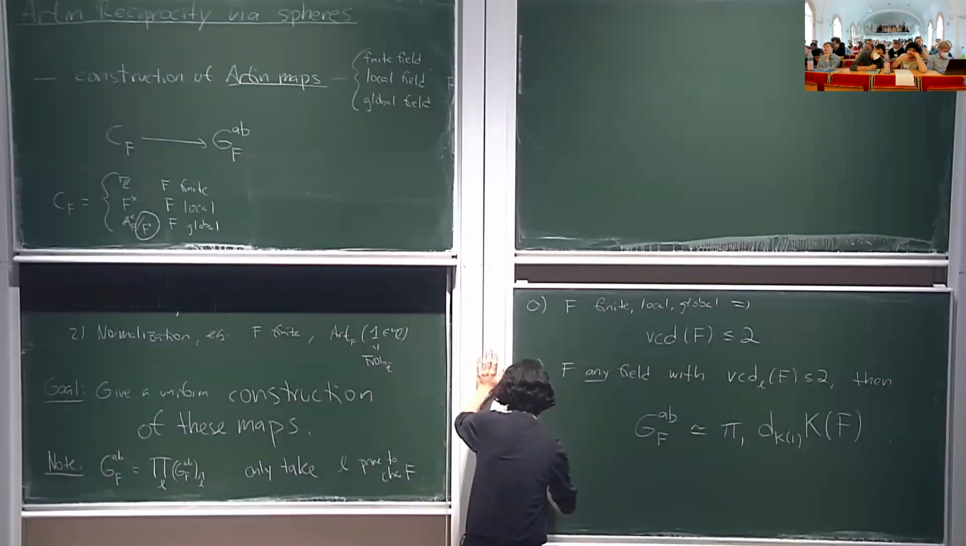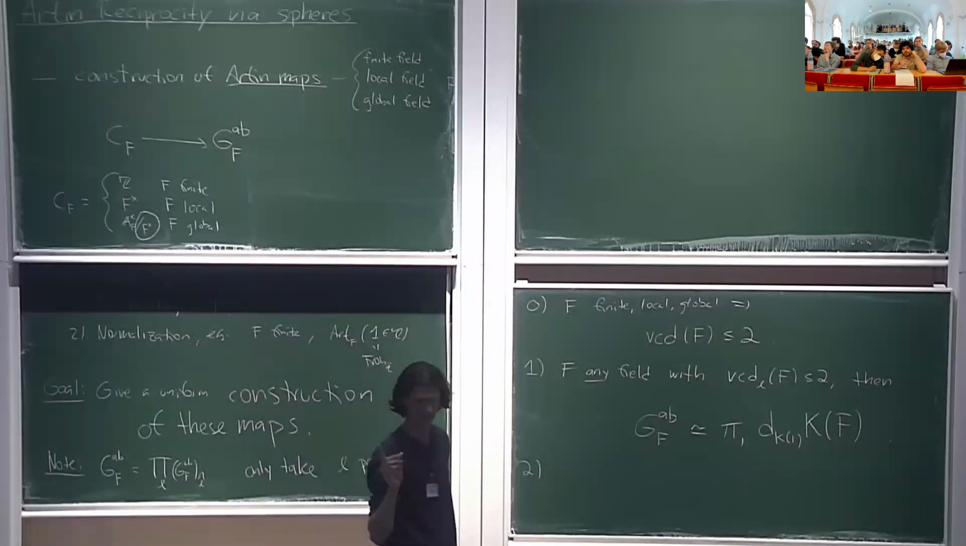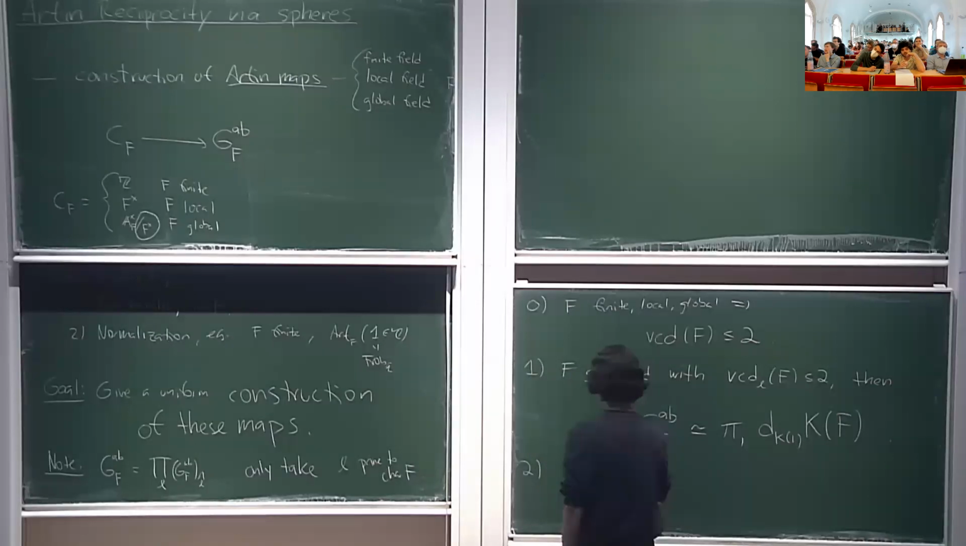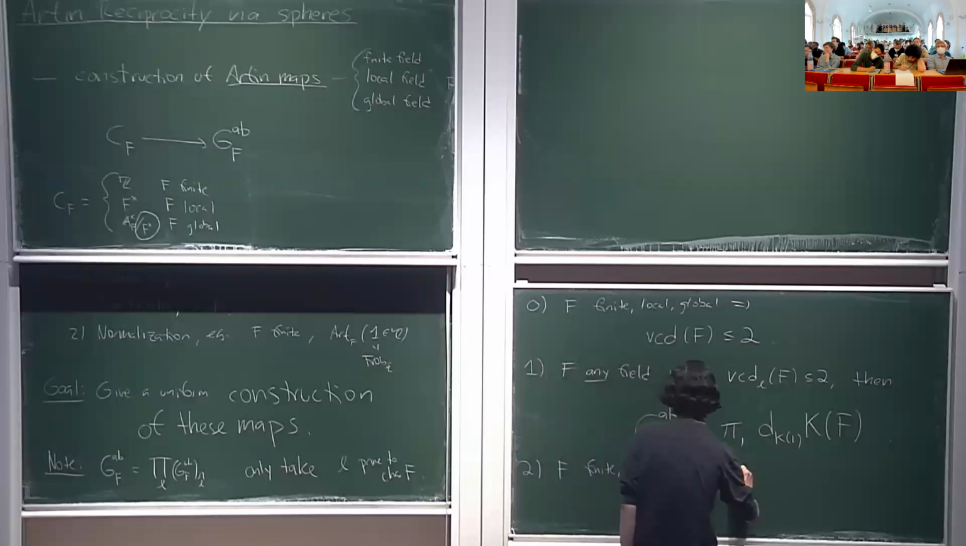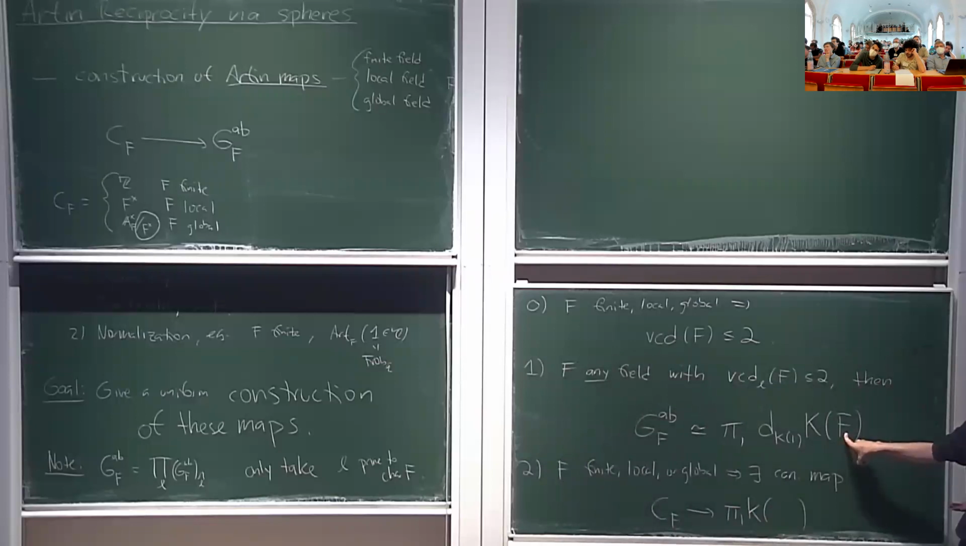And then the second step has to do with the right-hand side, so to speak. Then there's something to do with the left-hand side. It's also related to K-theory in a different way. So if F is finite, local, or global, then there is a canonical map from CF to a different K-theory. Not K-theory of F, which implicitly is K-theory of finite-dimensional vector spaces over F, but K-theory of arbitrary locally compact abelian groups with an F-module structure.